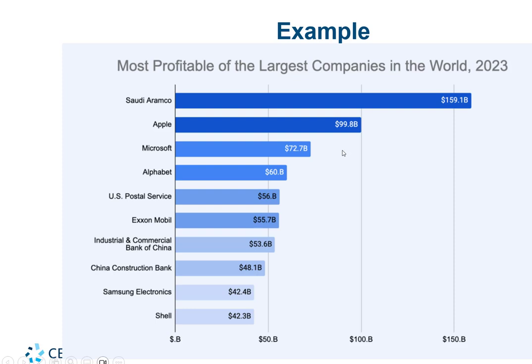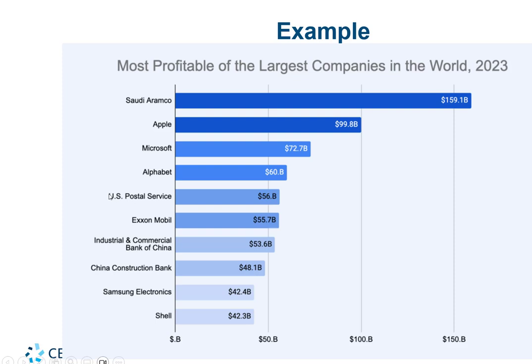Here's a bit of interesting information. This actually has the most profitable companies in the world I've found. And the most profitable is Saudi Aramco, the oil company in Saudi Arabia. Then we have the three major tech stocks, Apple, Microsoft, and Alphabet, Google, USPS, ExxonMobil.